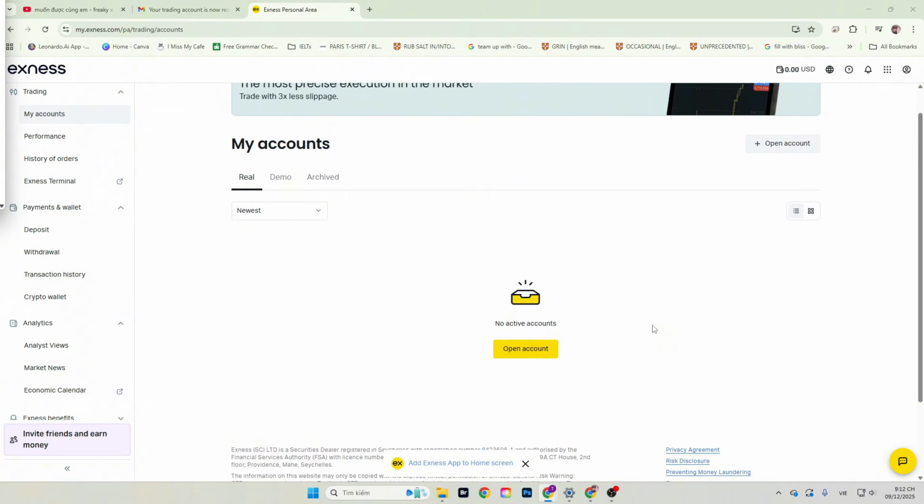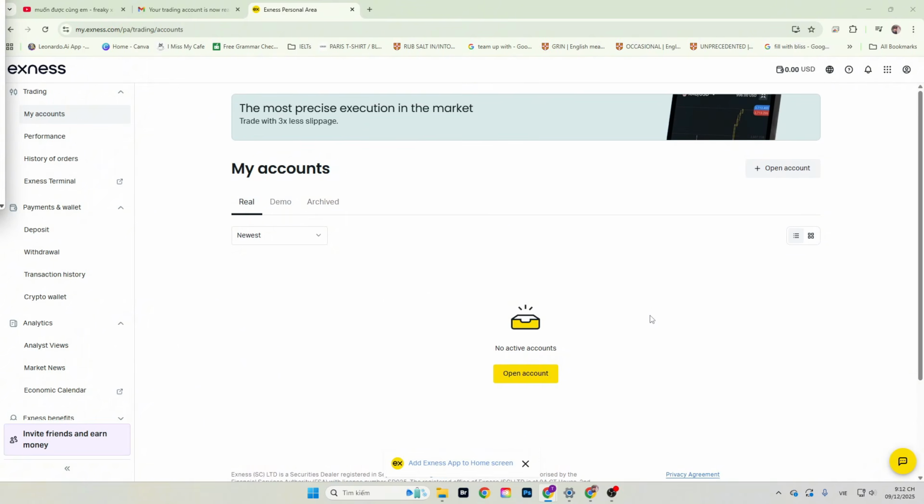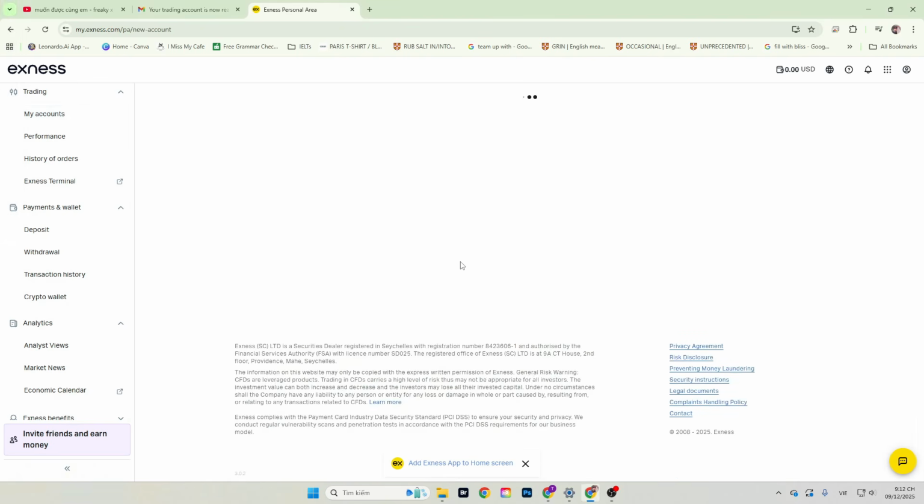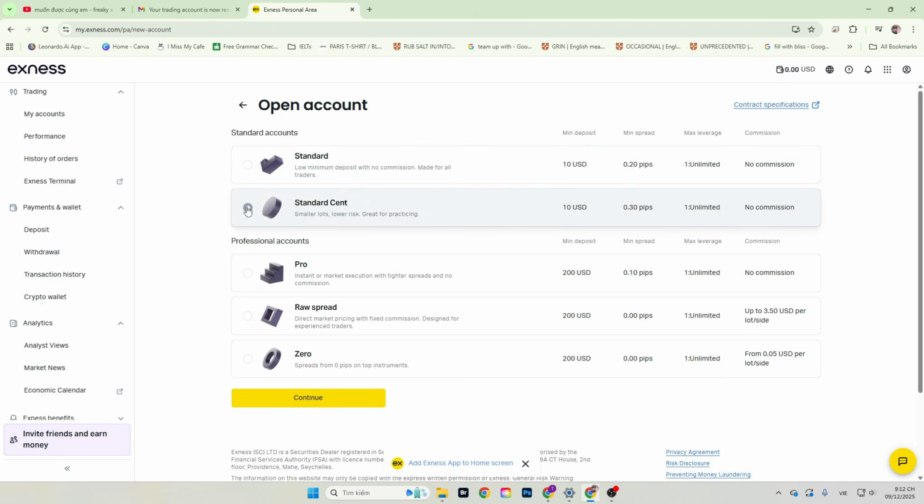First, we will log into our Exness account as usual. Then, we will click here and select the My Account section. At this point, we will click Open New Account. Then, here I will choose Standard Cent. Following that, you click Continue here.